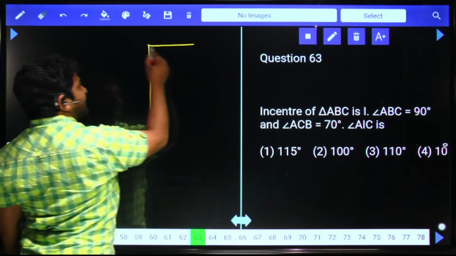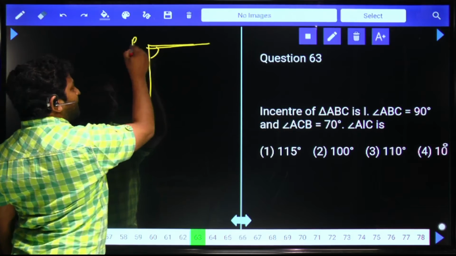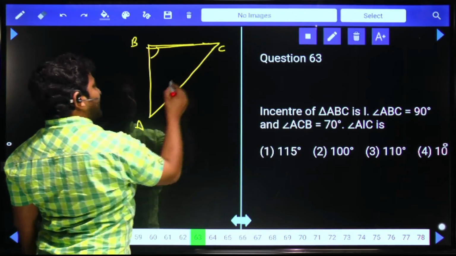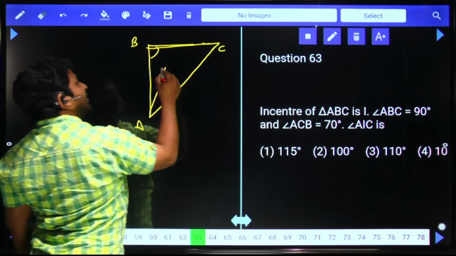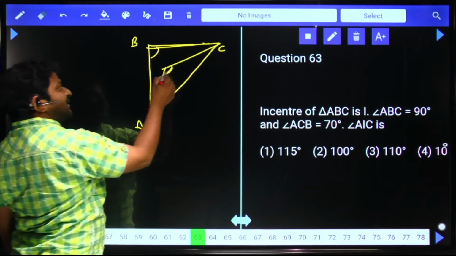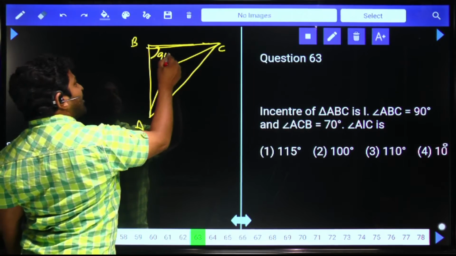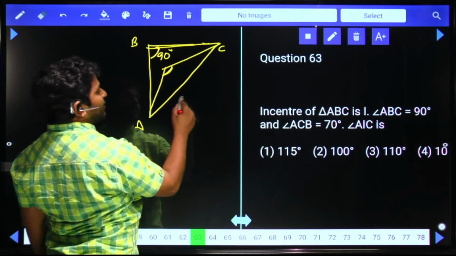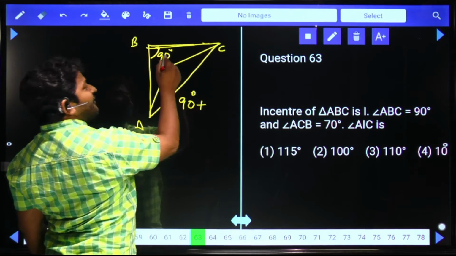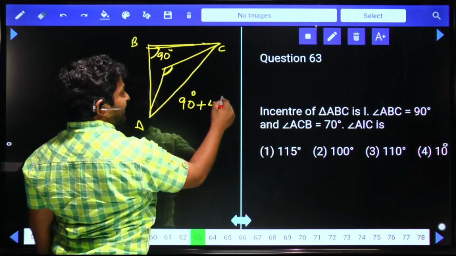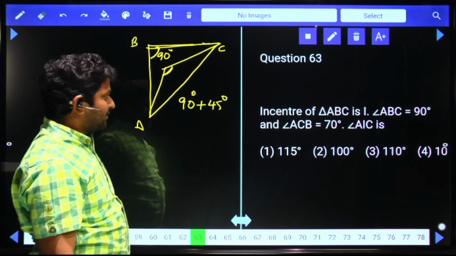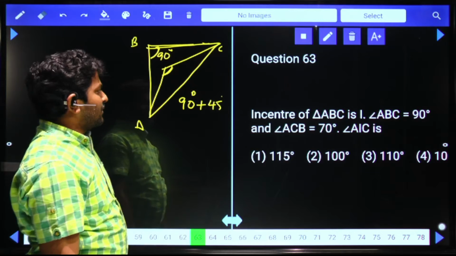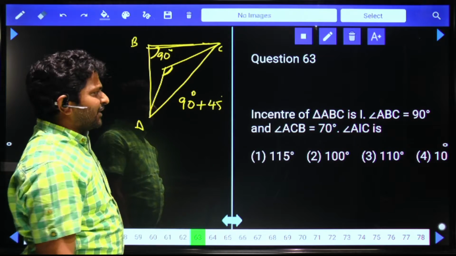For example, let's say this is 90 degrees, angle B, and this is A, and this is C. Here we have the incenter. Then the angle AIC at the incenter is equal to 90 degrees plus half of theta, that is 45 degrees, which is 135 degrees. This must be your answer.